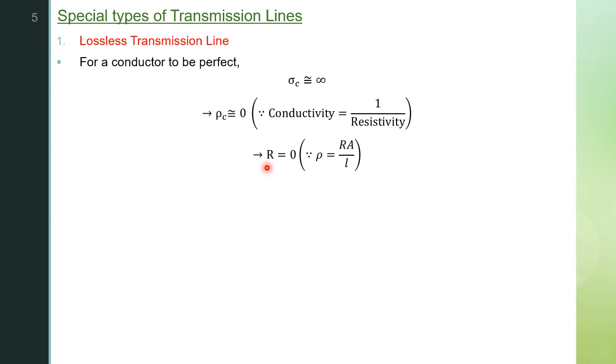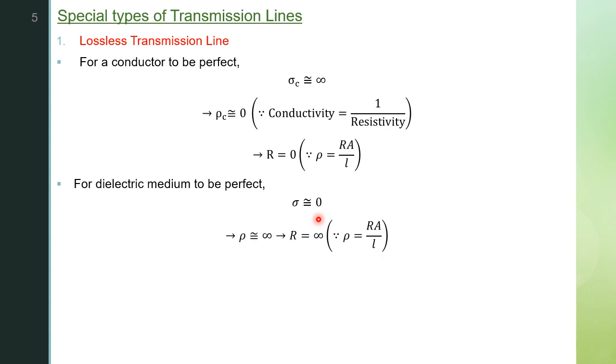So one of the conditions for a lossless transmission line is that for this conductor to be perfect, the series resistance should be equal to 0. And the second condition is confining to the dielectric medium present. When you consider the dielectric medium, it is not a conducting medium. If a dielectric medium has to be perfect, the conductivity should be 0. If conductivity is 0, the value of resistivity will be infinity, which makes the value of resistance to be infinity, since rho equal to Ra by L.